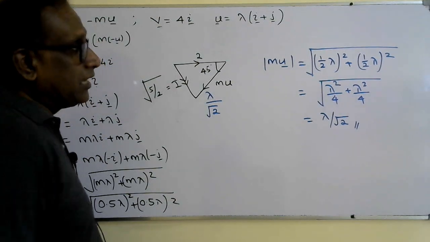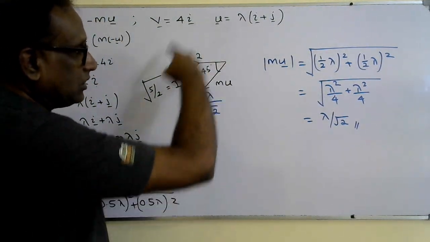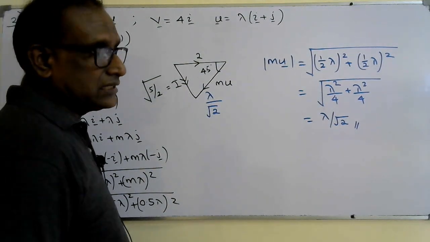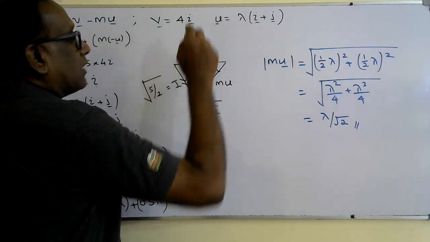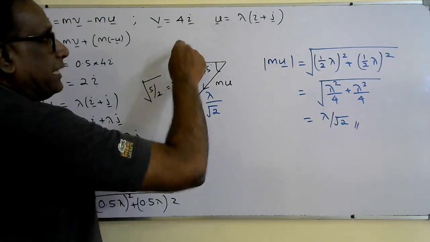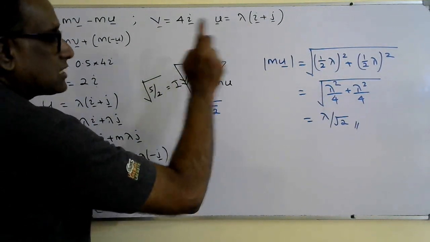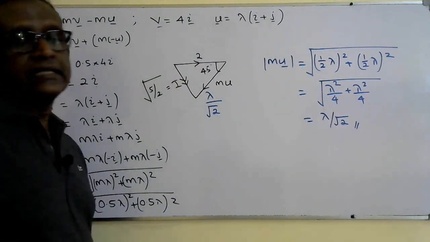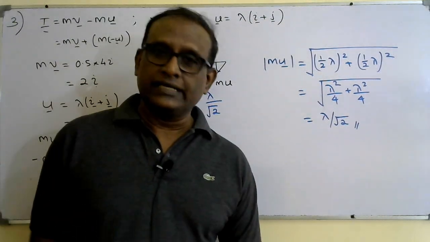I need to find lambda. How can I find it? We can use the cosine rule for this triangle. So a squared is equal to b squared plus c squared minus 2bc cos 45. Solve it. You will get lambda in a quadratic equation, the same quadratic equation you will get again.